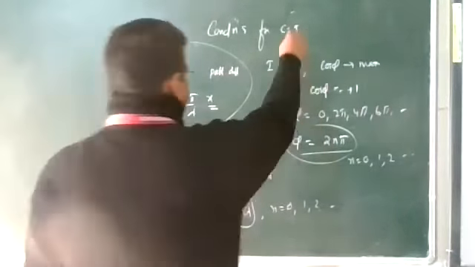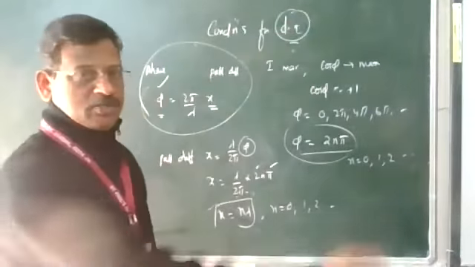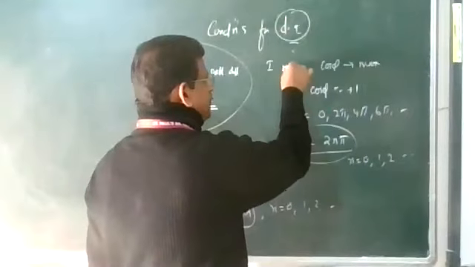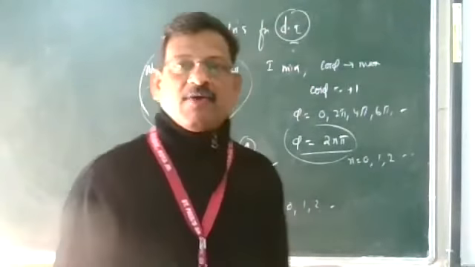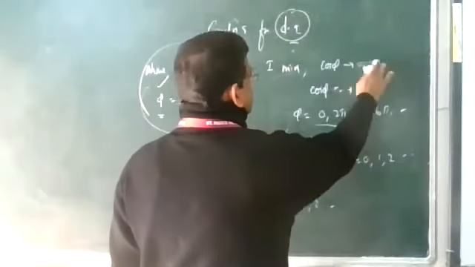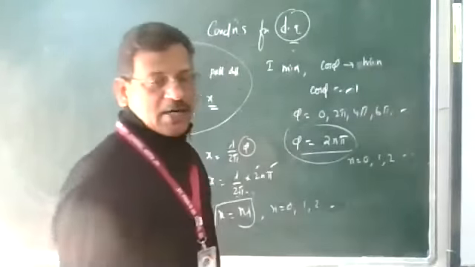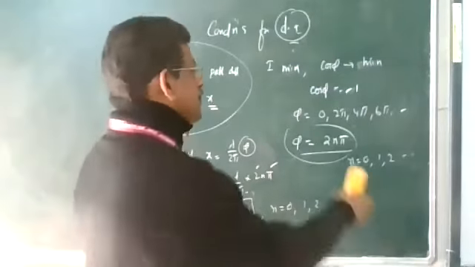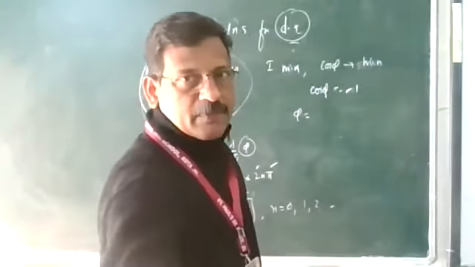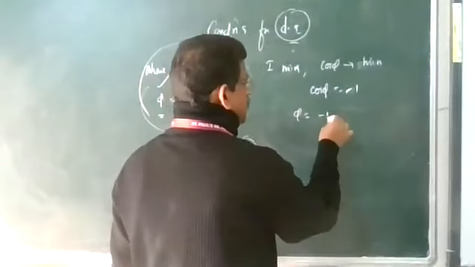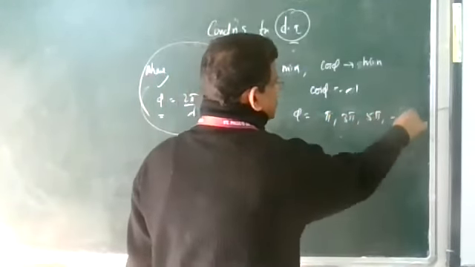Next one. For destructive interference, what is the condition? The condition is that I should be minimum. For that, the cos function should take its minimum value. The minimum value of cos is -1. So what are the angles for that? The phase angle should be pi, 3 pi, 5 pi, etc.